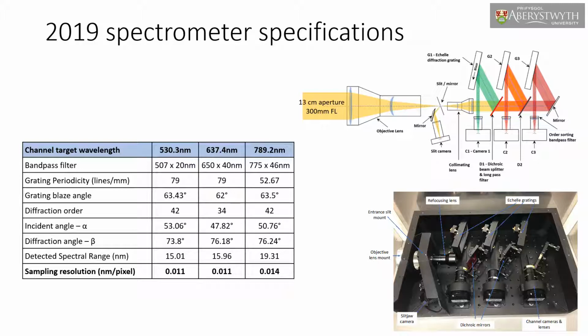Each mirror acts as a beam splitter and a bandpass filter to only let the relevant wavelength reach the diffraction gratings. Each grating is set to a very high order, giving us a small spectral range of just 15 to 19 nanometers across a full spectral image. The sample resolution is very high as a result, as low as 0.011 nanometers per pixel. And we've got around 1,400 pixels to work with. This allows us to measure that critical 1 to 3 solar radii region with great diagnostic capability.